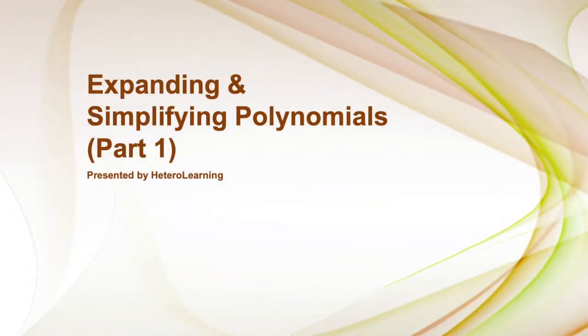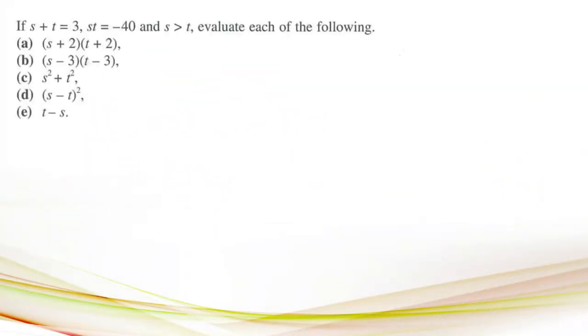Today we will be going through a problem related to expanding and simplifying polynomials. This problem has 5 sub-questions. On the screen here the problem says, if s plus t is equal to 3 and s times t is equal to negative 40, evaluate each of the following.